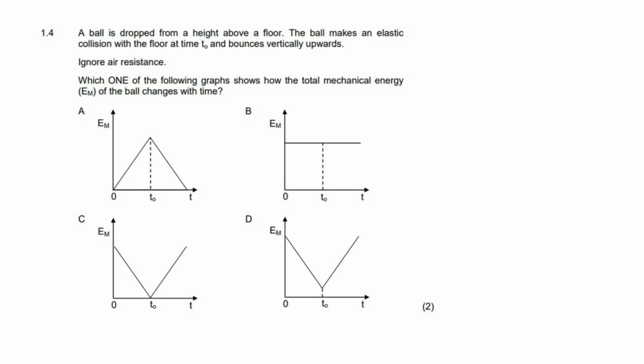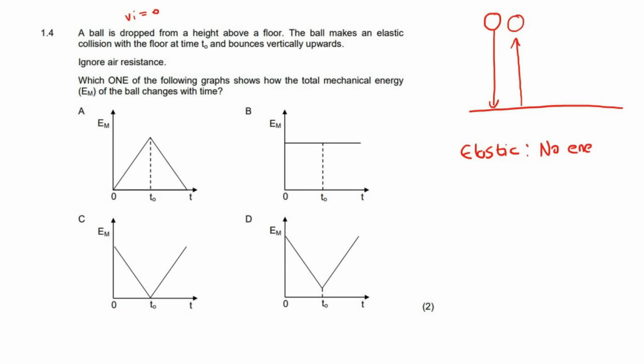A ball is dropped from a height above the floor. Okay, so I like to always just make a little picture. So let's quickly draw the floor. Let's draw the ball. And we know that that ball is being dropped. Dropped implies that it's got an initial velocity of 0. The ball makes an elastic collision with the floor. So when something collides elastically, it means that it will hit the ground and then it will bounce up to the exact same height. Why? Because no energy loss takes place. If you have an elastic collision, there's no energy loss.